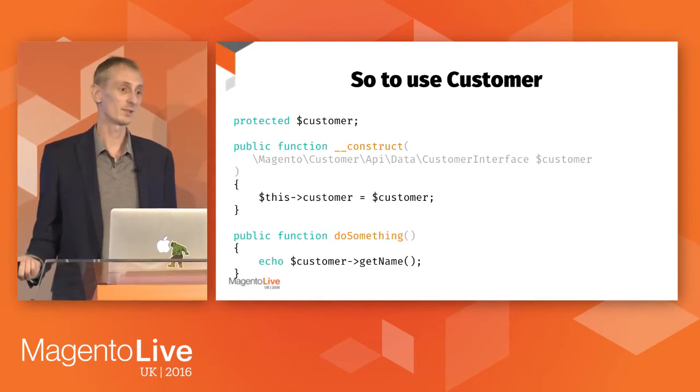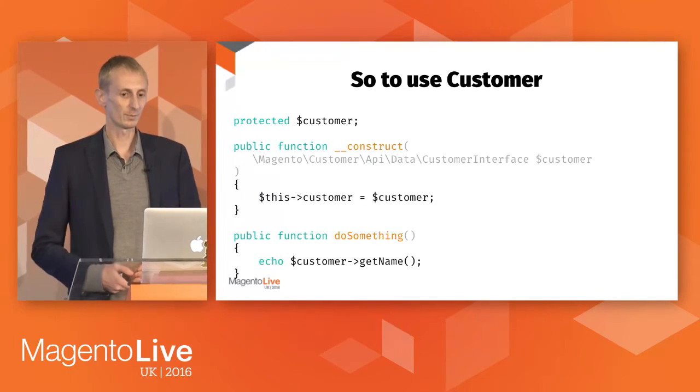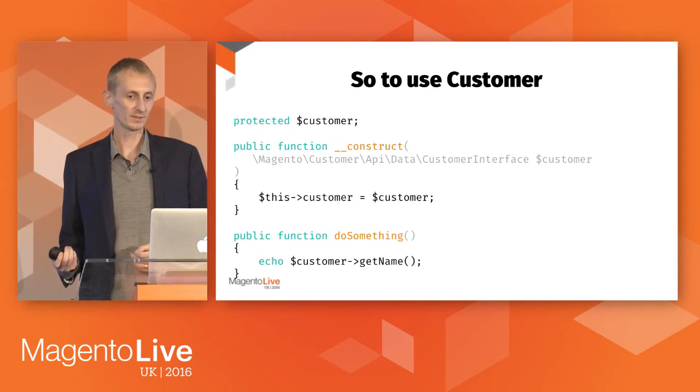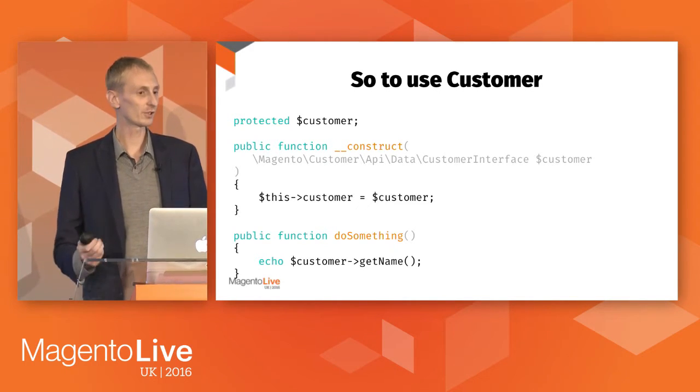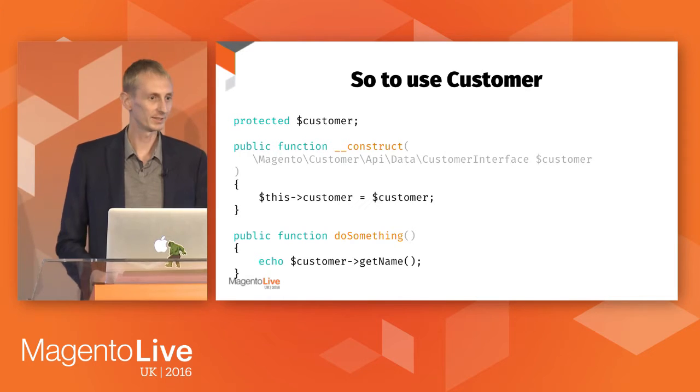And it's so easy to actually use. If we do want to use the customer, we just inject the customer interface into our constructor, and we can use it. We can say customer get name, set name, delete, load, whatever we want to do. Even though we're just injecting the interface, because of the preference for that interface giving us the object back, we can continue to operate quite nicely as long as Magento keeps adhering to that principle.